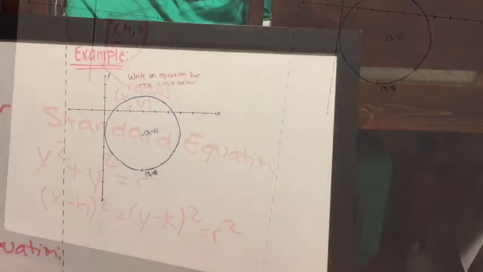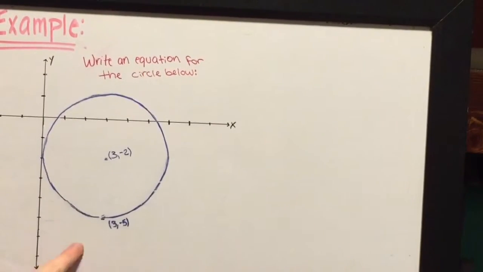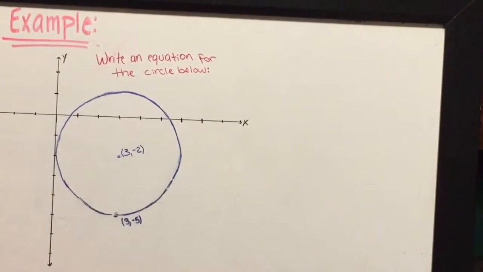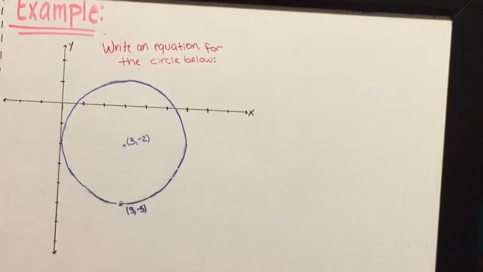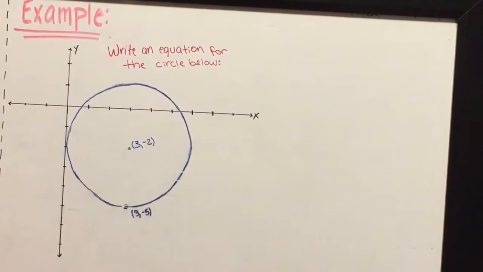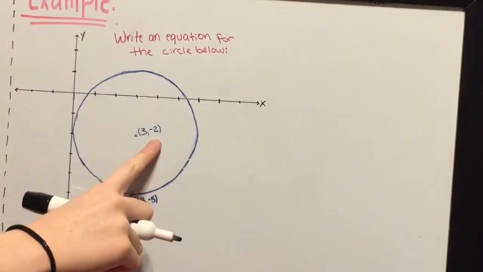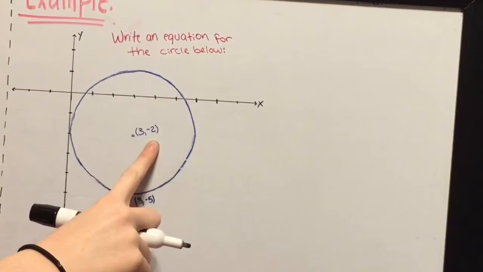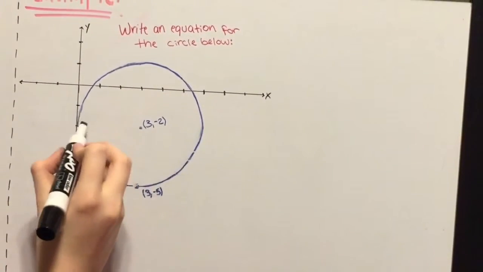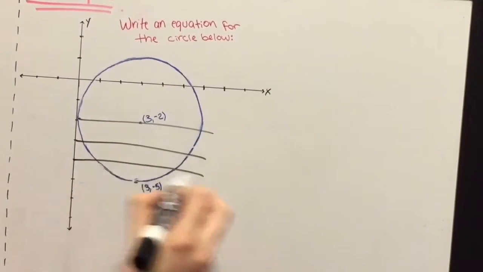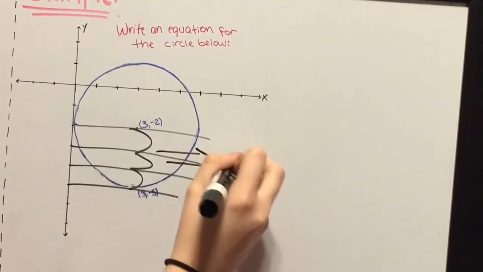Let's try this out using an example. Suppose we want to write an equation for this circle. The first step is to find out what the radius is. This can be found by simply counting the number of lines between the given point on the circle and the center. We need to count the space between 3, -2, which is the center, and 3, -5, which is the given point. By counting the spaces, we can see that the radius equals 3.